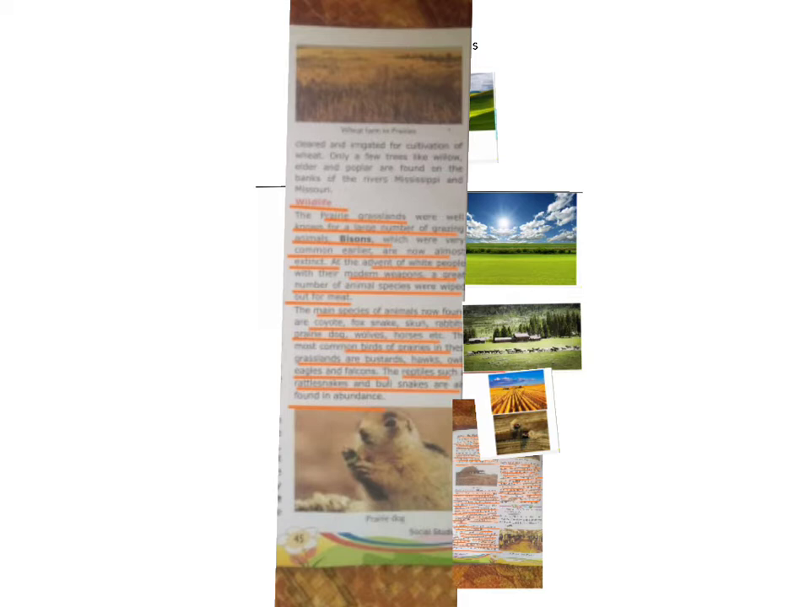Now they are extinct. They became extinct with the passage of time. At the advent of white people with their modern weapons, a great number of animal species were wiped out for meat. So we can see not only that it is rich in vegetation and wheat farming, but also that the animals were wiped out. They vanished from the field because they were slaughtered for meat.